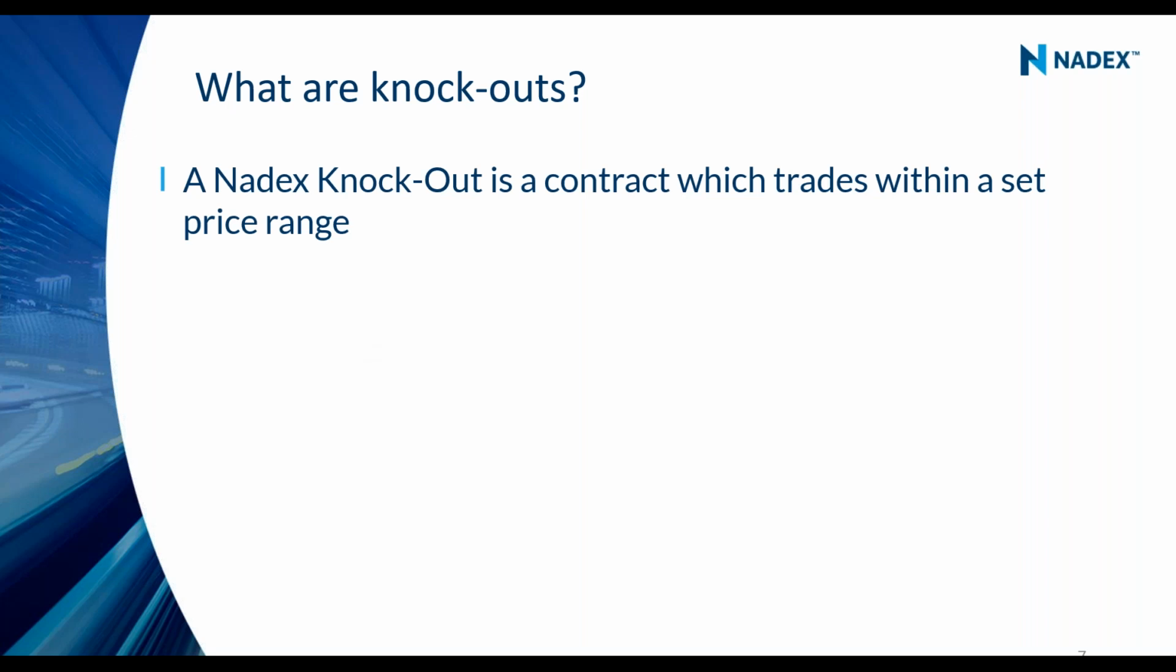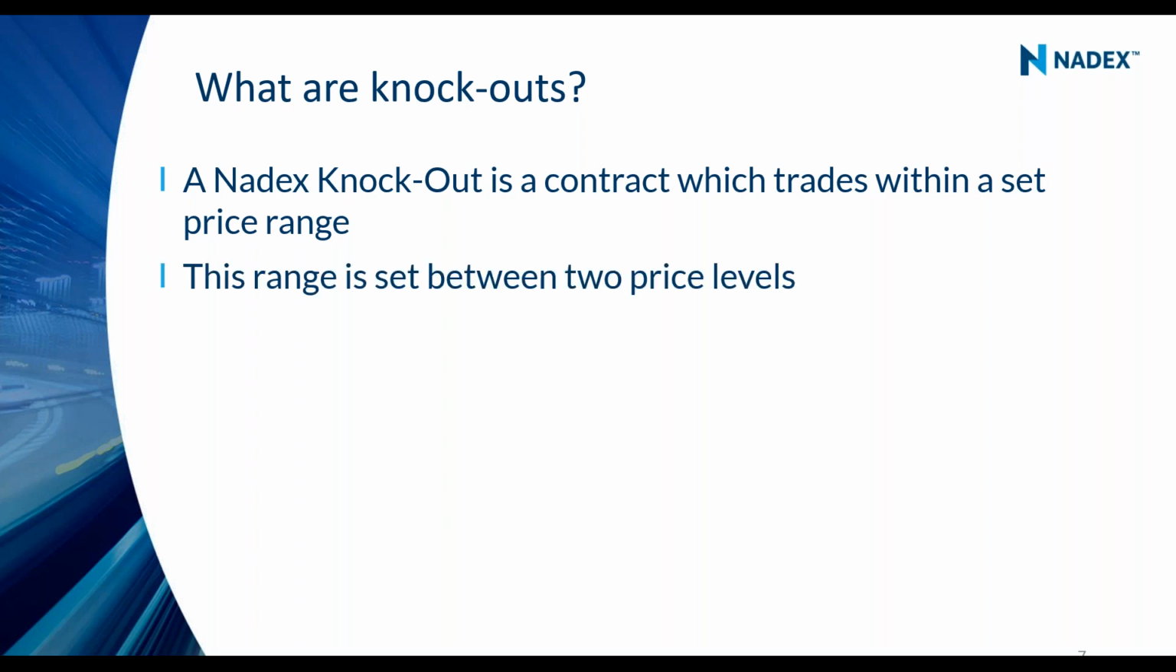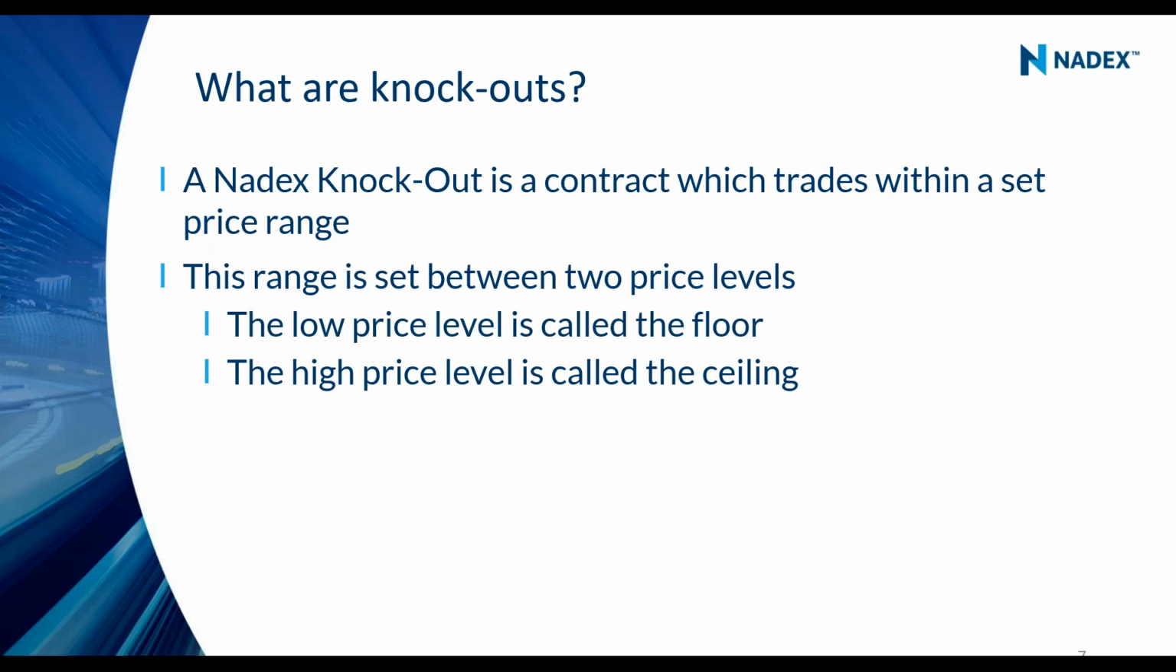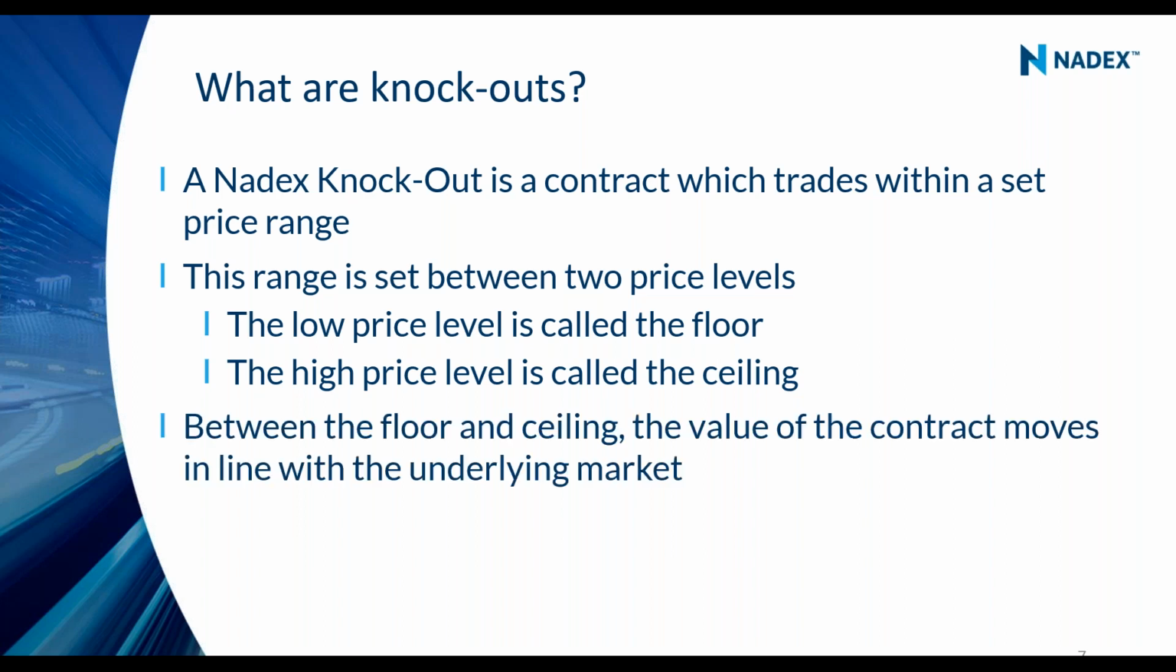A knockout, it's a contract, right? It's a contract, and it trades within a set range. And that range has two price levels. The price levels, we often call them the floor and the ceiling. So there will be a price level that is low, and that's the floor, and there will be a price level that is high, that is called the ceiling. It seems pretty straightforward.